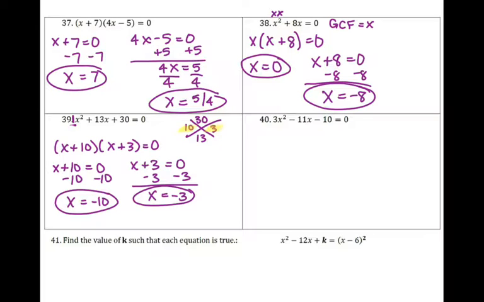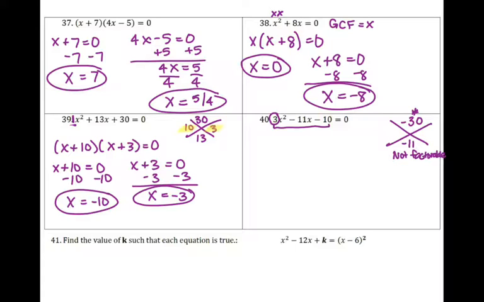Number 40. I'm going to go ahead and see if I can factor it. Since I do have an a that's not 1, I need to multiply a and c. So 3 times negative 10 is negative 30, and my b goes on the bottom. So I'm trying to find two numbers that multiply to negative 30 and add to negative 11. I don't think those numbers exist. So this right here, unfortunately, is not factorable.